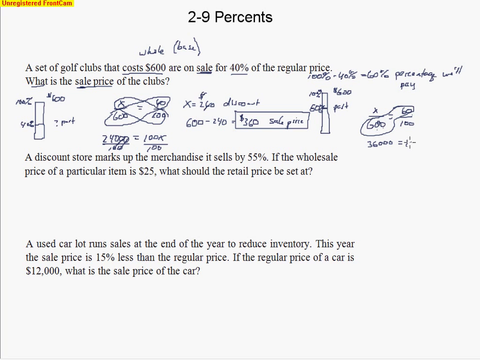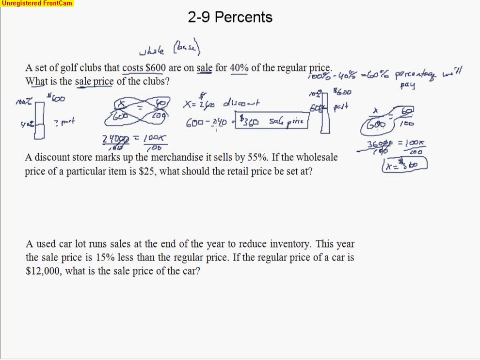So 100x. And then when I divide by 100, you'll see that we end up canceling out those zeros, and I get that same answer, x equals 360. So two ways to think about that problem. I tend to lean towards the second method, because the subtraction was easier.